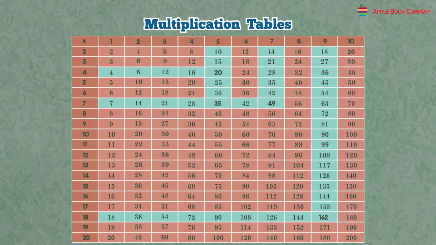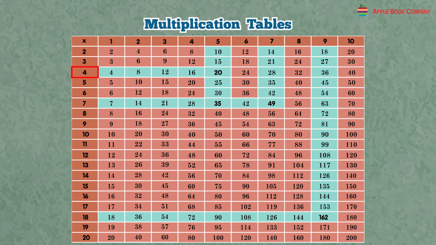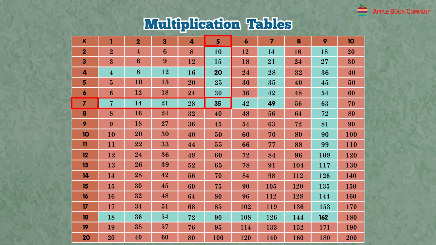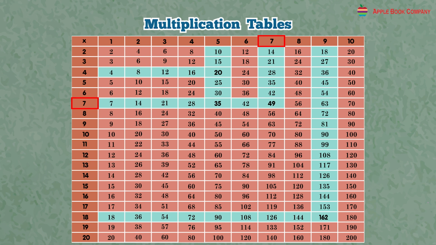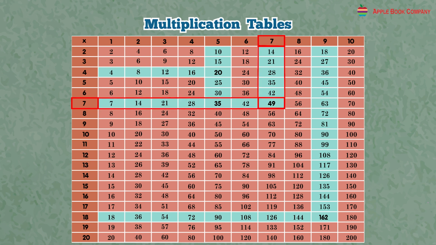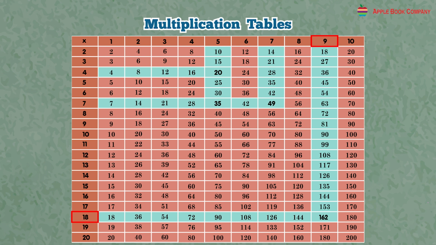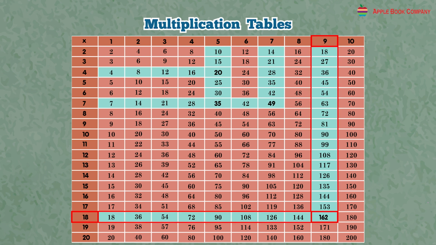Multiplication tables. To help you revise and understand the multiplication tables from 1 to 20 in the form of multiplication grid, you can read the table as shown by colored lines. Thus, 4 multiplied by 5 is equal to 20. 7 multiplied by 5 is equal to 35. 7 multiplied by 7 is equal to 49. 18 multiplied by 9 is equal to 162.